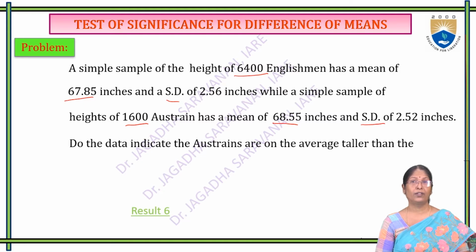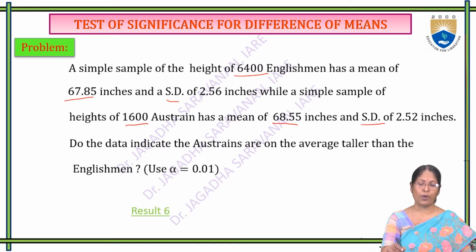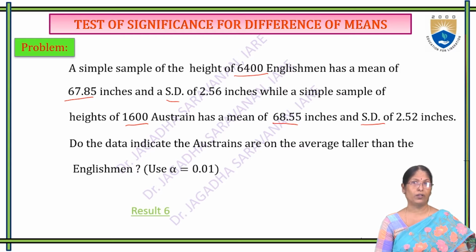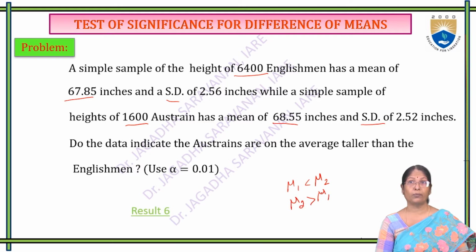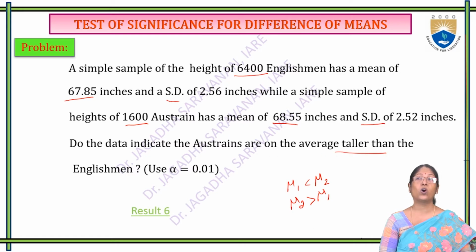Do the data indicate that the Austrians are on the average taller than Englishmen? They are comparing. The Englishmen come from the population mu1, and the Austrians are mu2. They are saying Austrians are taller than the English. So if we take Austrian as mu2, mu2 is more, and Englishman is mu1, so mu1 is less than mu2, or mu2 is greater than mu1. Both are mathematically the same. And alpha is given as 0.01 level of significance. In this particular problem, we can't take not equal, because the question says taller than.